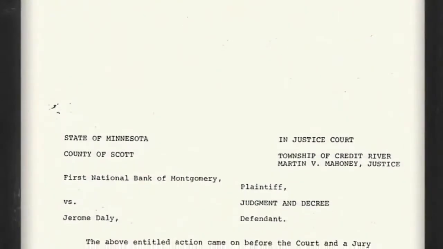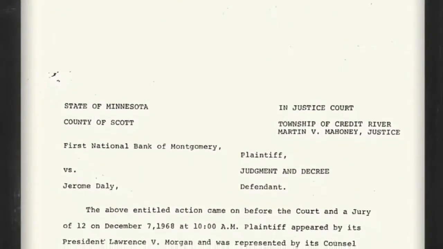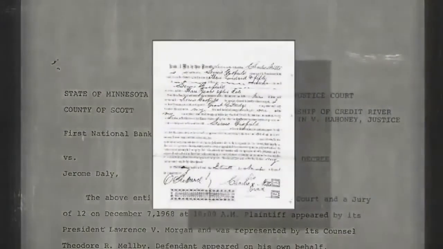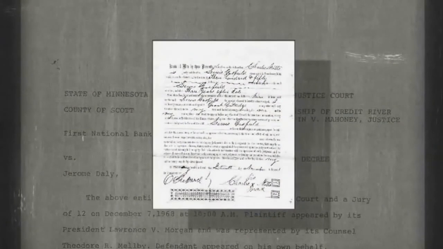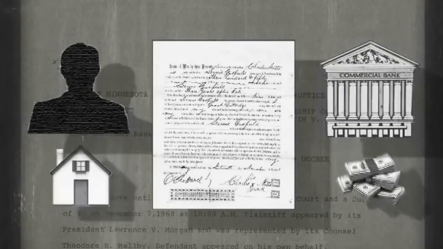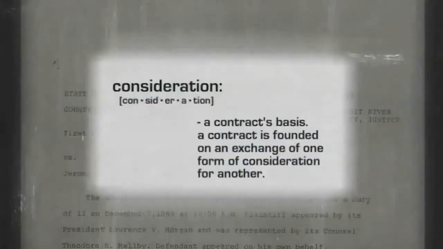in the first place. In 1969, there was a Minnesota court case involving a man named Jerome Daley, who was challenging the foreclosure of his home by the bank which provided the loan to purchase it. His argument was that the mortgage contract required both parties, being he and the bank, each put up a legitimate form of property for the exchange. In legal language, this is called consideration.